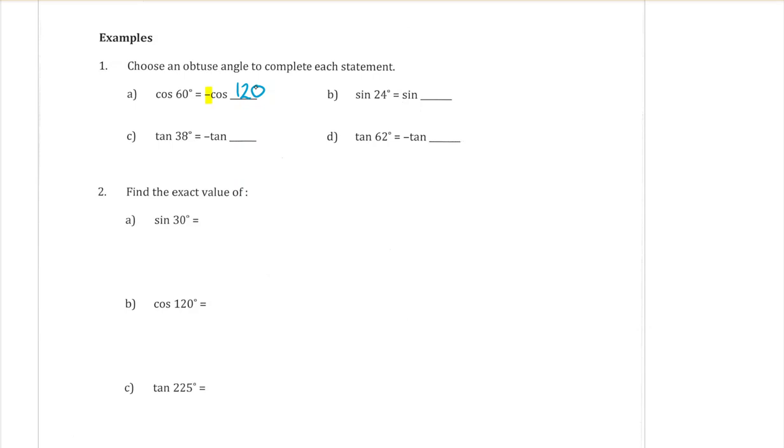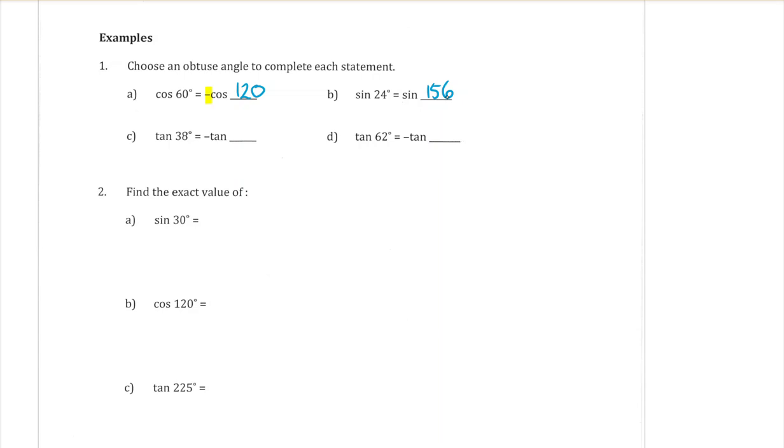Okay, let's try it again. Sine of 24, if I push sine into the second quadrant, it's still positive because sine is positive in the second quadrant. What is the angle? 180 minus 24, which is 156. Okay?